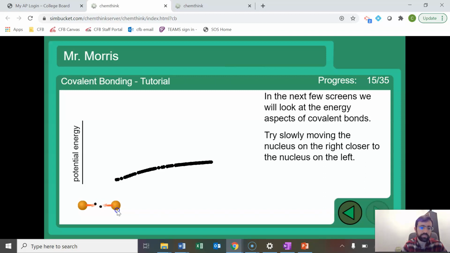But if I were to push them together, now we have repulsive forces because I'm trying to push them closer together than they want to be.